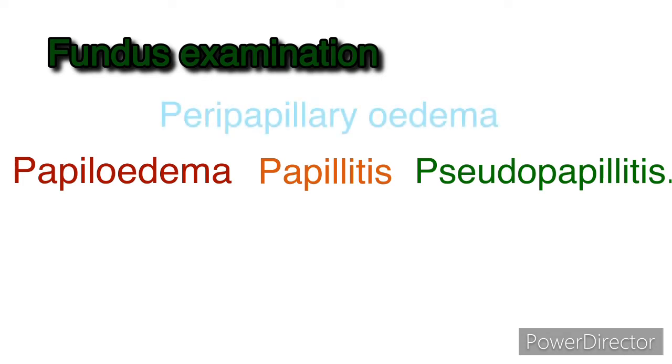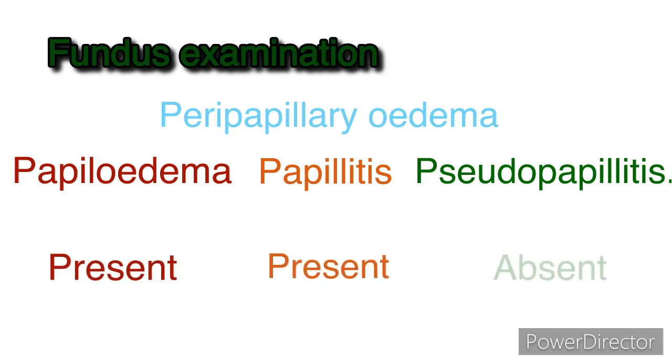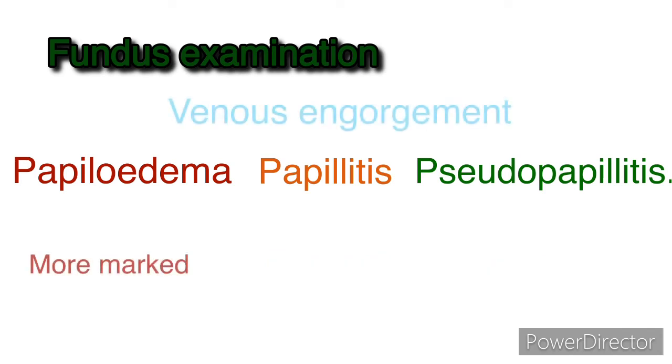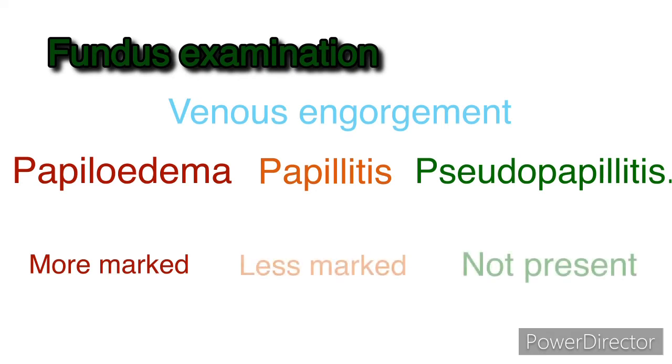Peripapillary edema is present in both papilloedema and papillitis, but it is absent in pseudopapillitis. Venous engorgement is more marked in papilloedema, less marked in papillitis, and not present in pseudopapillitis.